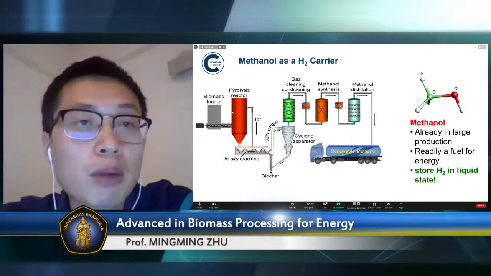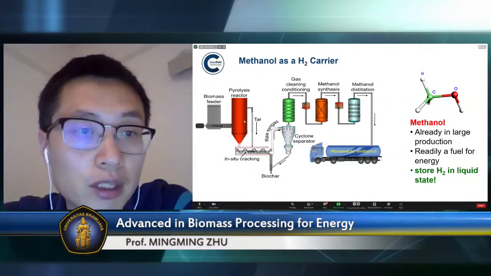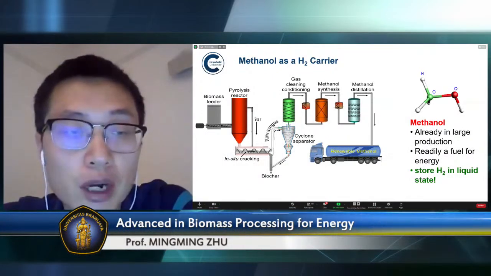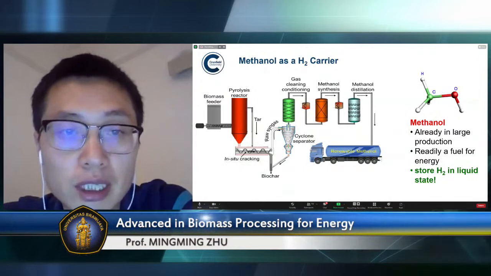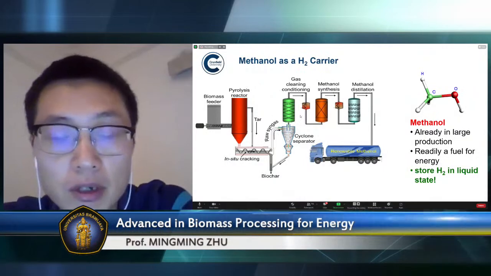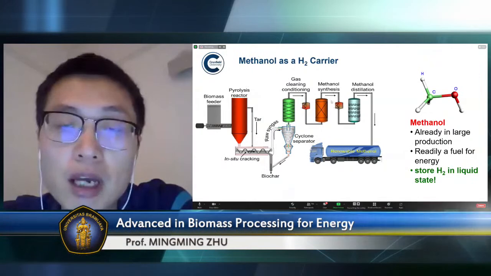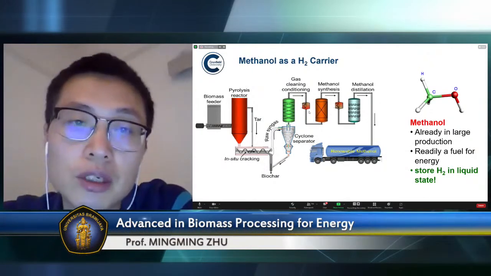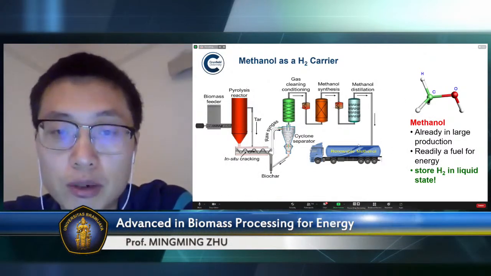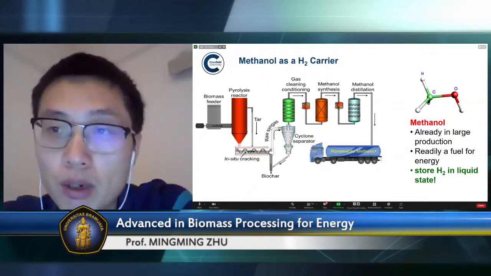So, for example, the pyrolysis technology I just mentioned before, you have the biomass go through the pyrolysis process, and you use the biochar as a catalyst to further crack the tar pyrolysis oil to produce syngas, and the syngas after cleaning, you produce hydrogen and carbon monoxide. As I said, hydrogen is hard to use, and then you can add a methanol synthesis process to convert hydrogen to methanol, and methanol can be easily transported to wherever it's needed. So this is the concept that we are working on.